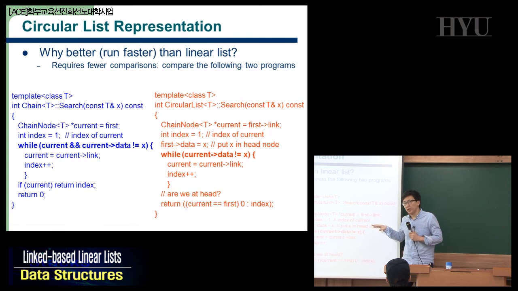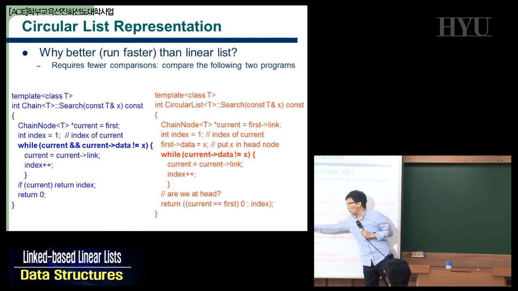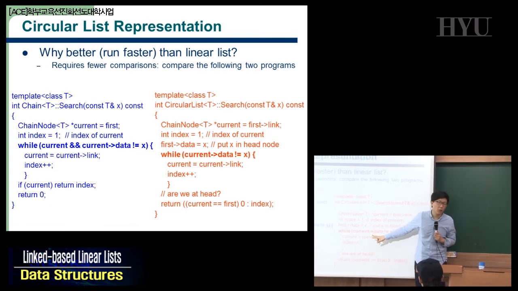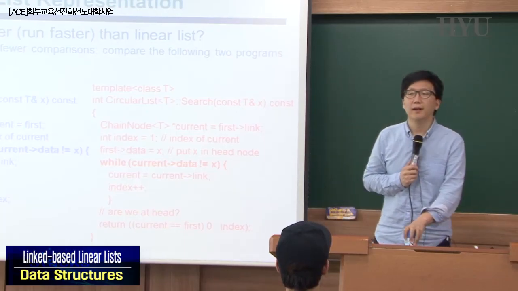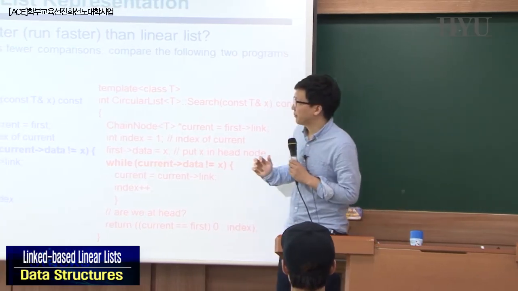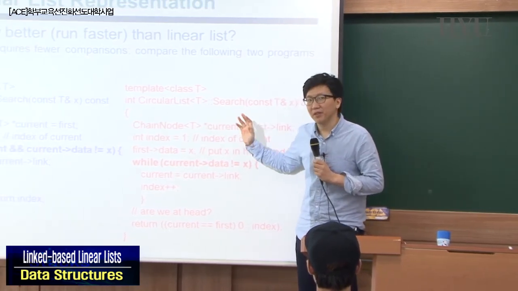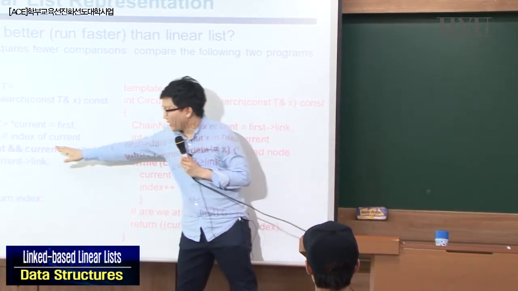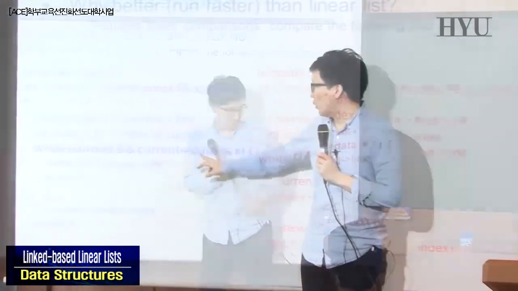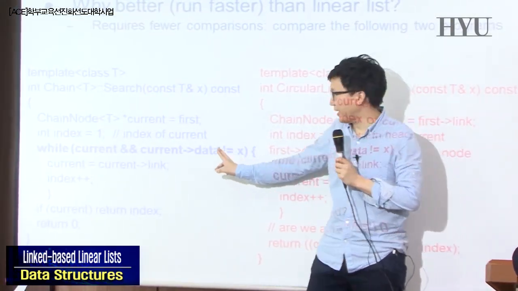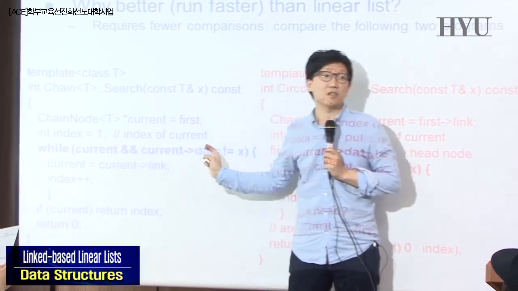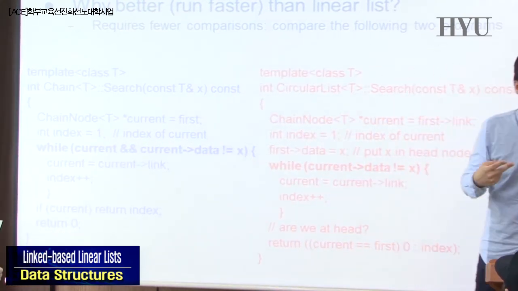I pointed out that inside the while condition is where you are doing the condition check for your loops, right? Regardless of what's happening inside, just look at this. They're actually checking two things: current is not null, and current data is not equal to X. So they're checking two conditions, two comparisons, for each condition check.